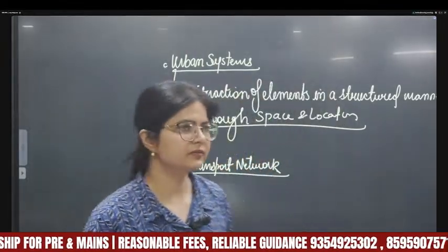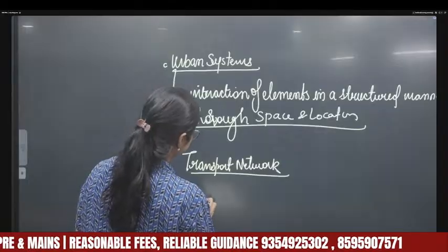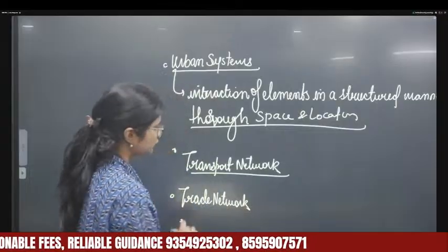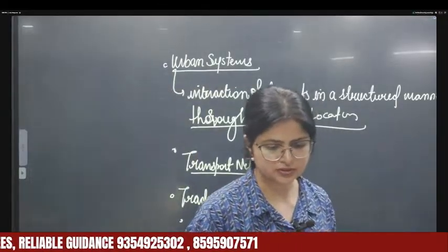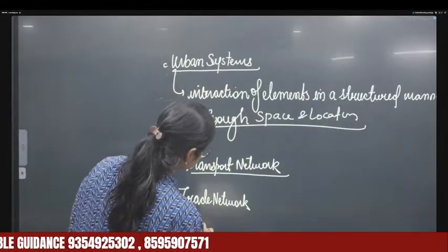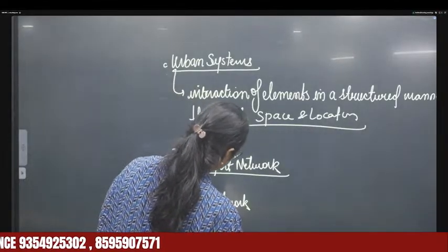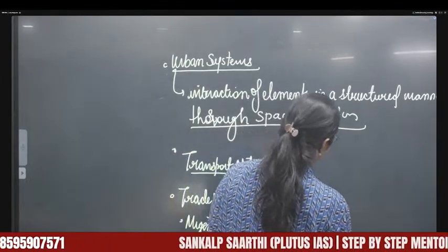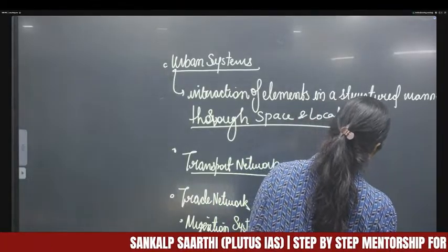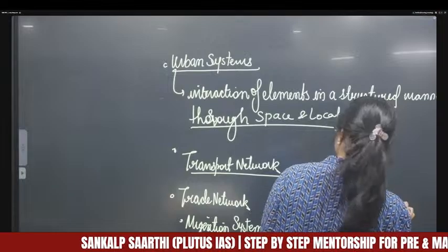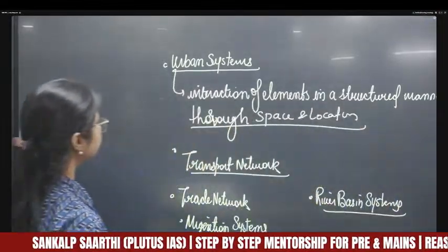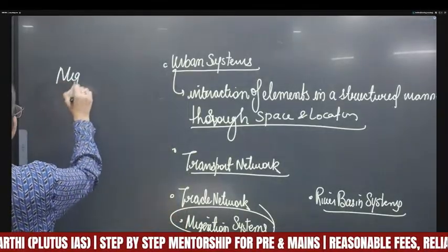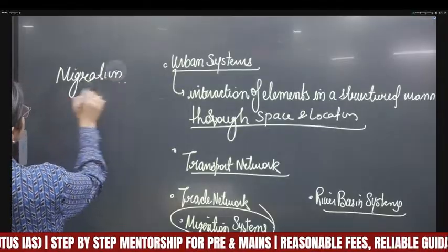Then write down trade networks. उसके बाद लिखेंगे write down migration systems, and river basin systems. Last लिखेंगे river basin systems. ठीक है. अगर छोटा सा एग्जांपल उठाएं माइग्रेशन सिस्टम्स का, how it is fitting into the spatial systems.